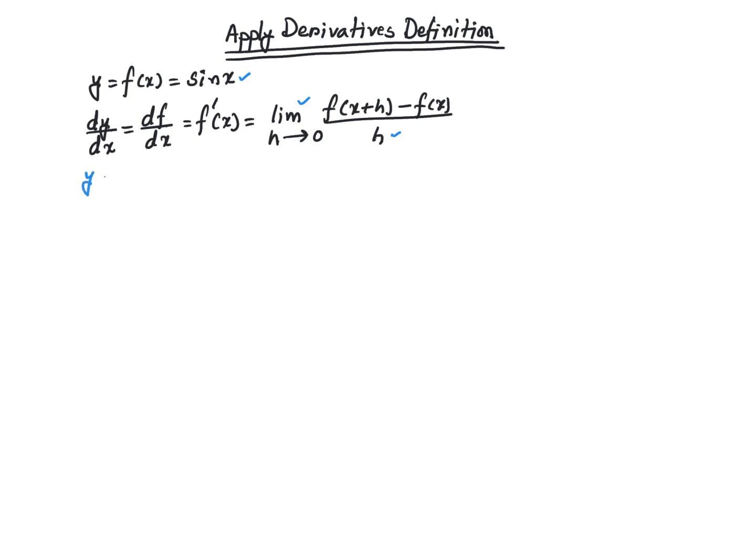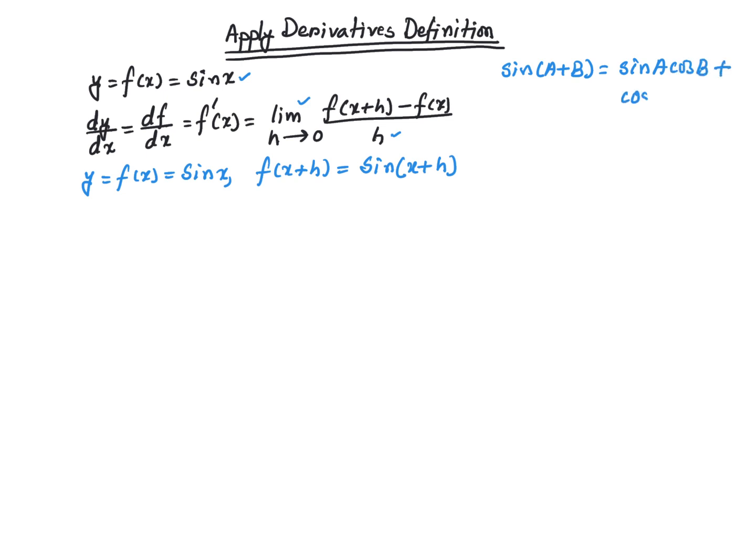Now, my y is equal to f of x, which is just sine of x, right? And then my f of x plus h is going to be just sine of x with x being replaced by x plus h. Here I want to remind you of a formula for sine that we will need to use. Sine of a plus b is equal to sine of angle A times cosine of angle B plus cosine of angle A times sine of angle B. So I'll use this formula to simplify this.